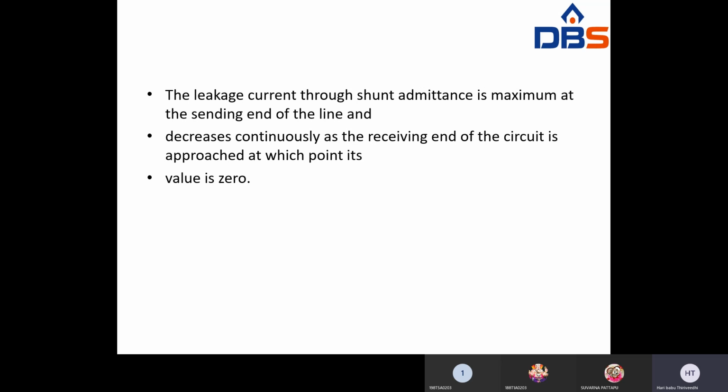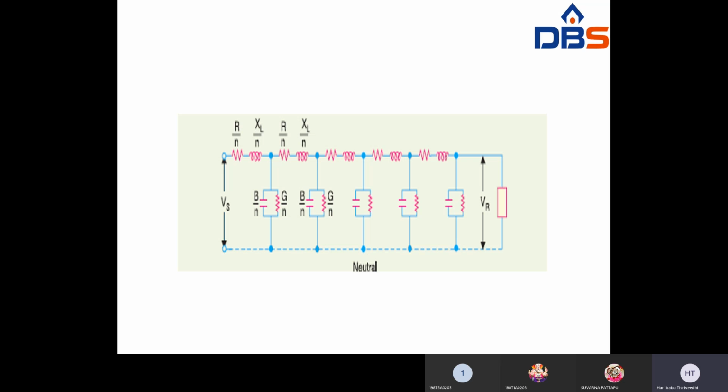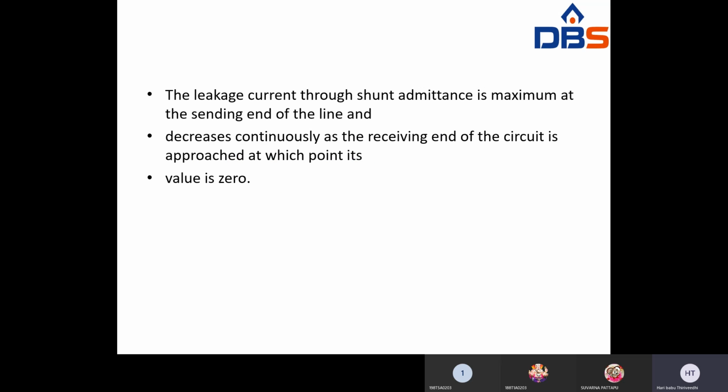The leakage current through the shunt admittance is maximum at the sending end of the line and decreases continuously towards the receiving end of the circuit, where it approaches the value 0. So look at the figure. Leakage current at the sending end side is maximum. At the first section leakage current is very very high, and then for the second section somewhat less, third section somewhat less. So that means the leakage current at the sending end is maximum and decreasing towards the receiving end. At the receiving end section the leakage current is 0, right? So this is the long transmission line diagrammatic expression.